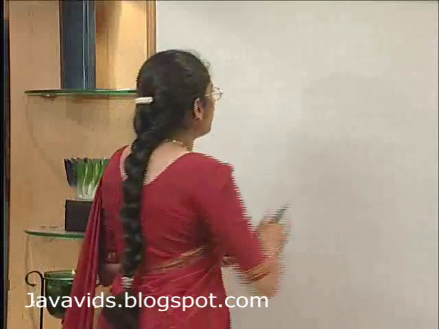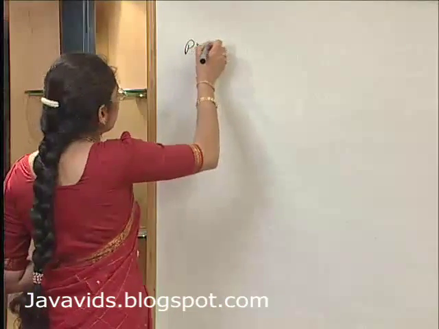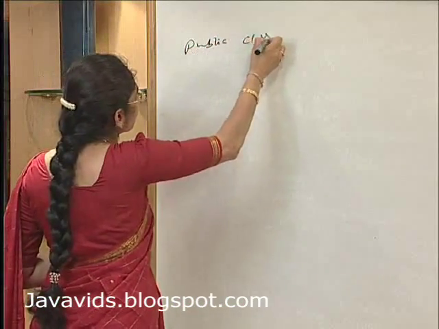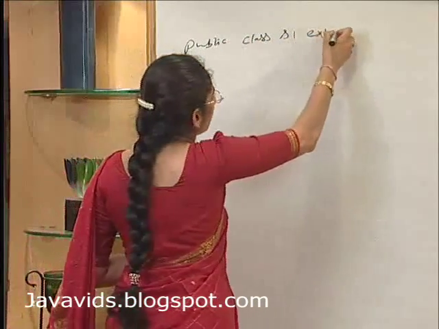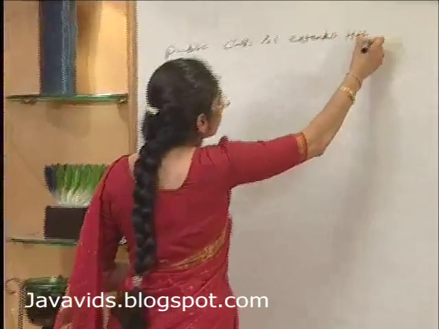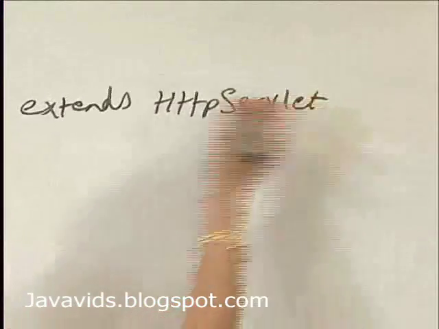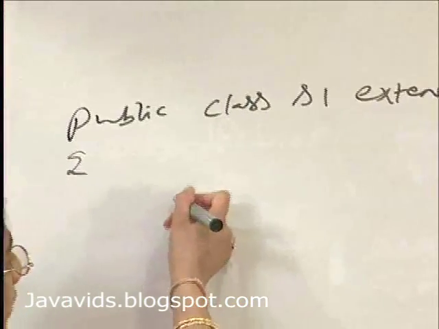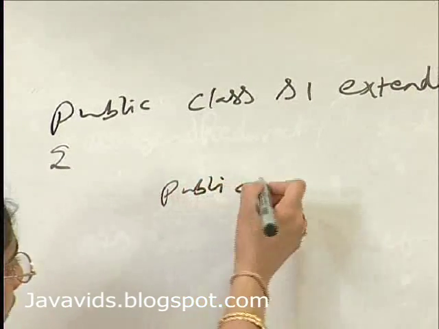Another way is, due to an exception, you can call a sendError method of the response object, specifying the error code and the message to be displayed at the client browser. So what are the two ways? Let's say in your servlet class S1 extends HttpServlet, you might have your try catch block.